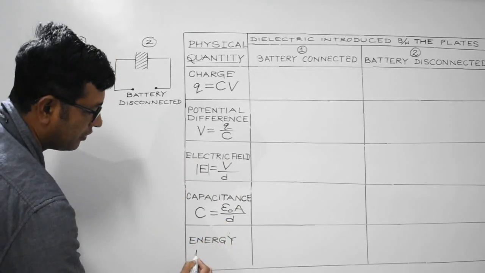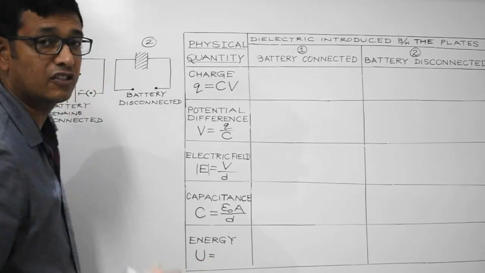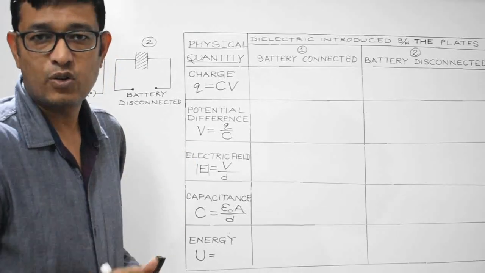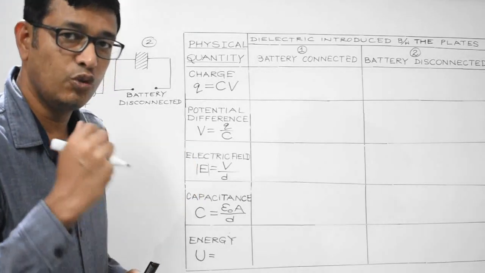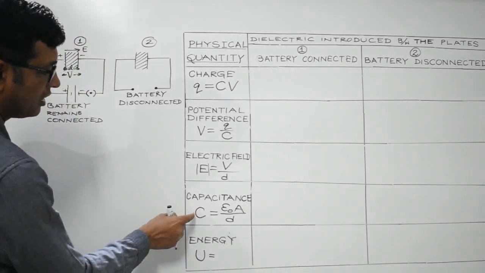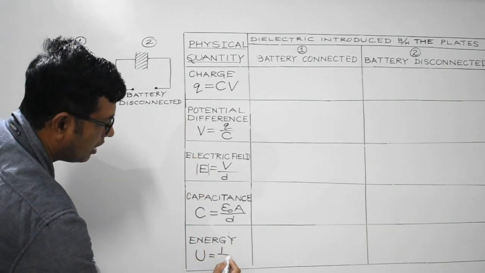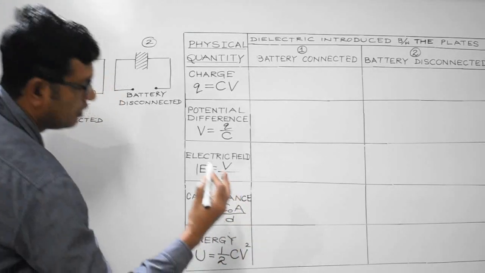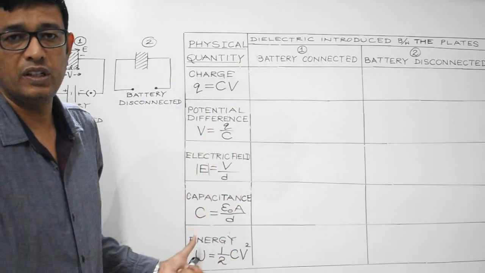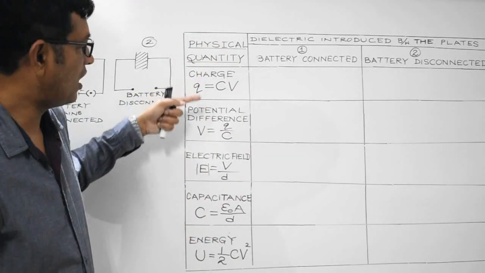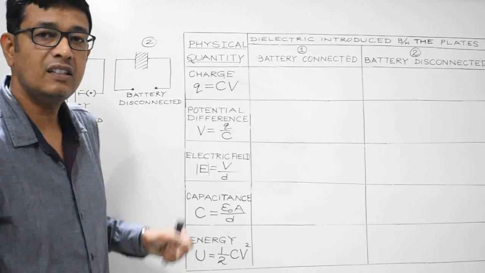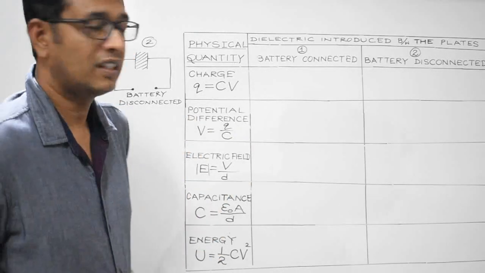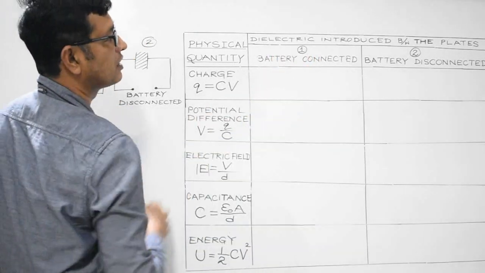Energy, there are various expressions for energy. Actually, there are three expressions for energy. One is half CV square, one is Q square by twice C, and the third one is half QV. So here let's write energy in terms of C and V. So it will be half CV square, right? So these are the basic formulas related to these physical quantities: charge, potential difference, electric field, capacitance, and energy, right?